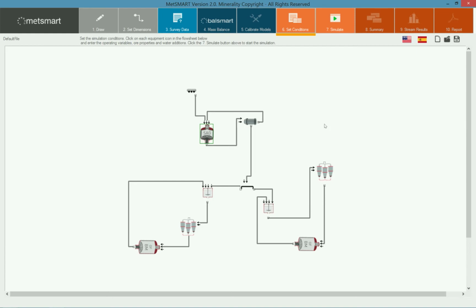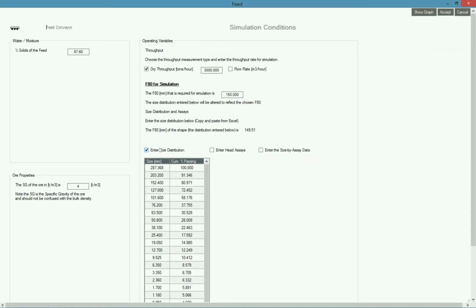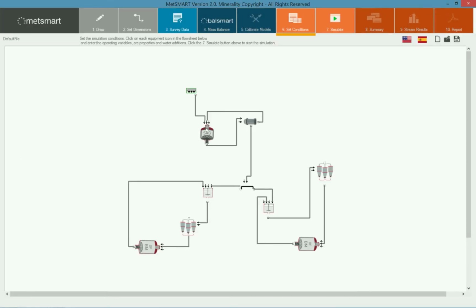The purpose of a simulation study is to set specific conditions for a simulation, then to perform the simulation and to check the results. When we do a simulation study, the first thing we have to look at is the feed. Here we can change the throughput of the plant. We can change the size of the feed coming into the equipment piece or the distribution. You can also change the hardness of the ore.